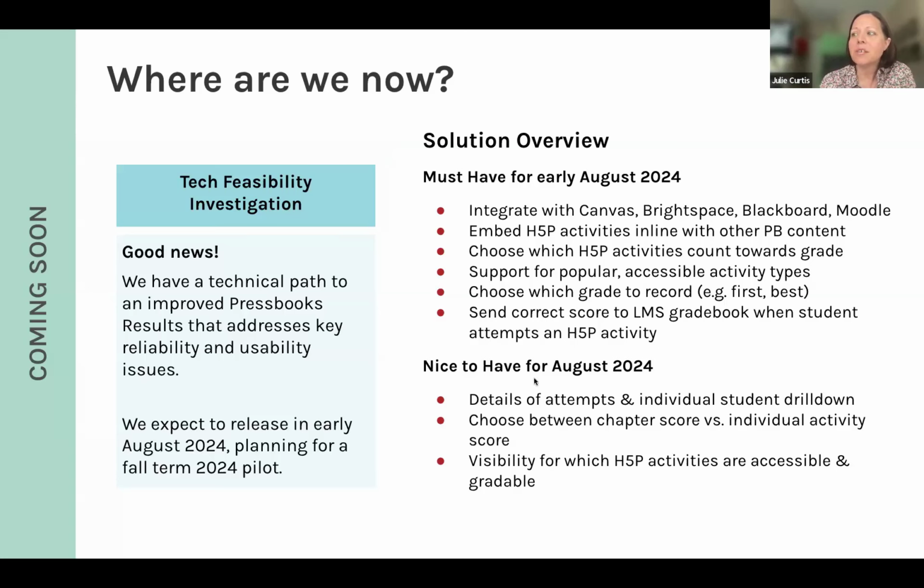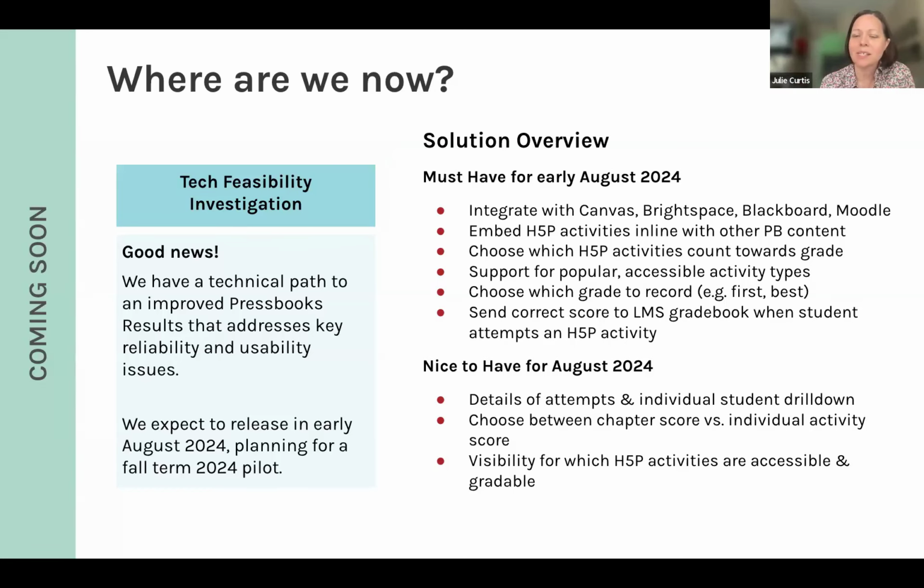We have some additional things that are more nice to have, so the details of the attempts and student drill down, also the ability to choose between a chapter roll-up score versus an individual activity score, and then providing greater visibility as part of the user experience around which H5P activities are accessible and gradable.